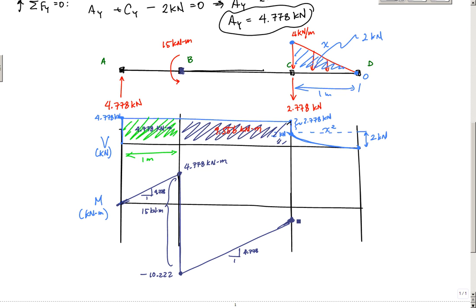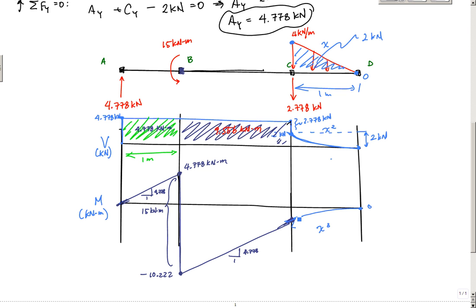And now, lastly, is this last part. Again, I have a linearly distributed load, so I have a parabolic shear, and then another antiderivative. That means I would have a cubic moment diagram whose slope here is positive 2, and the slope down here is 0. So I know I'm going to have something that goes like that. This should be an x cubed function.